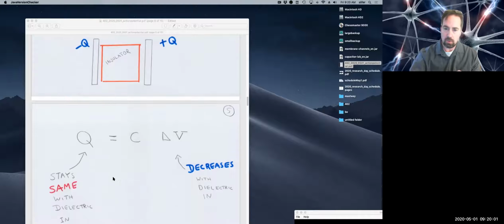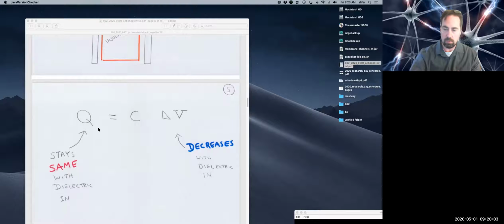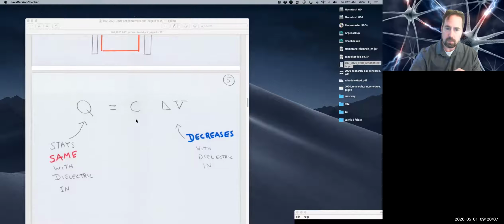Now we go back to our cousin of Ohm's law, and Q equals C delta V. Well, if Q is staying the same and delta V is decreasing, the only way that this is going to be able to absorb this is if this number gets larger. So we throw this response of the dielectric, this kind of counteracting electric field that's going the opposite way of the capacitor electric field.